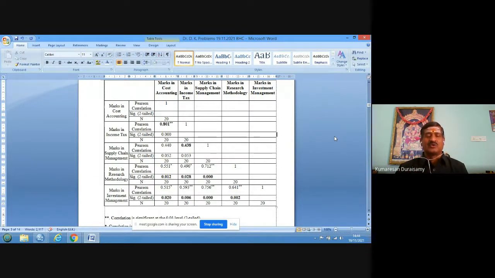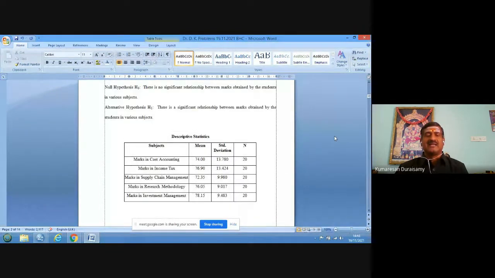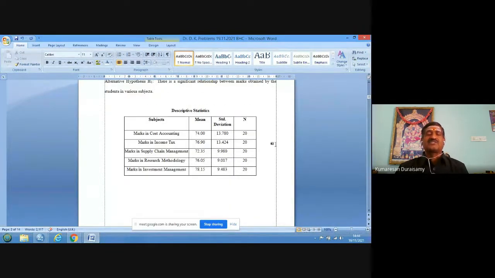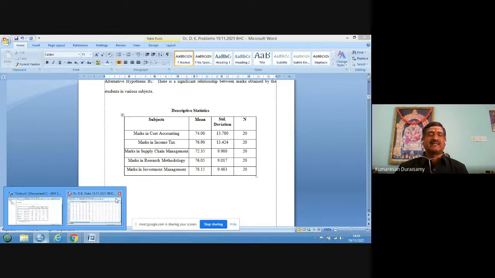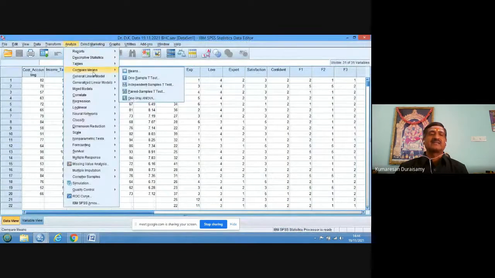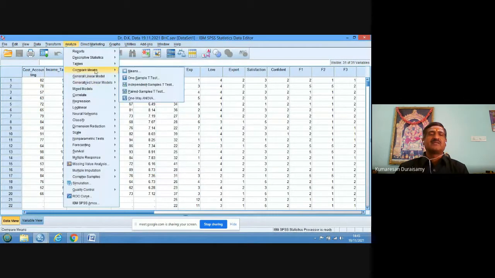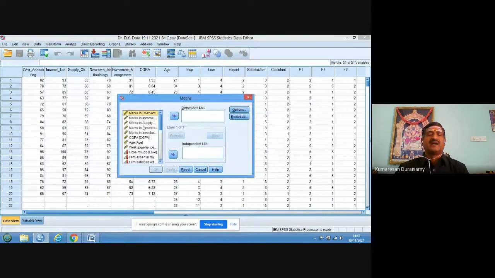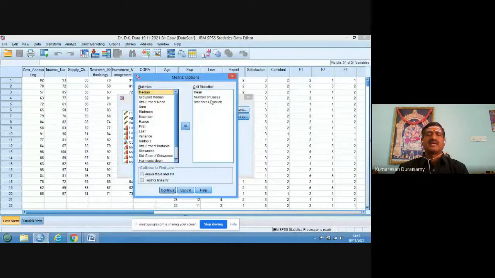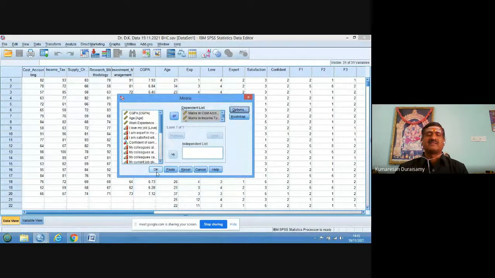That's the outcome. And one more analysis here: in which subject the students have scored the highest average marks. For that, again, as we discussed yesterday, go to the cross tabs, or you can go to the compare means. You take all the variables as dependent variables only. Now you select the mean, number of cases and standard deviation.